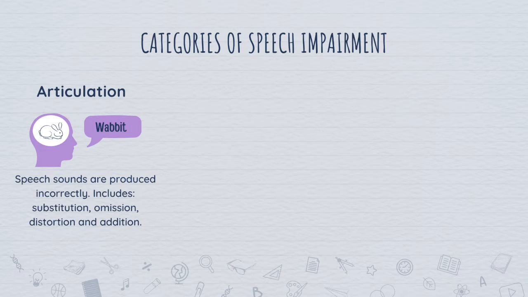You have articulation. This is when speech sounds are produced incorrectly, and it includes substitution, which is when one sound is replaced with another. For example, a child might say wabbit instead of rabbit. Omission, which is when a child leaves out a sound in words. For example, they may say abbit instead of rabbit. Distortion is when a child says a sound in an unfamiliar way. This is common in a child who has a lisp. Finally, addition is when a child adds a sound where it does not belong. For example, a child may say sa-lide instead of slide.